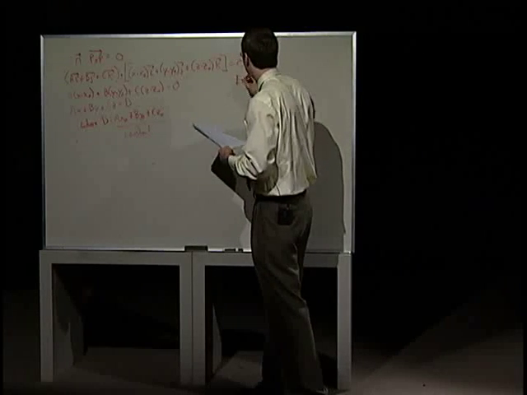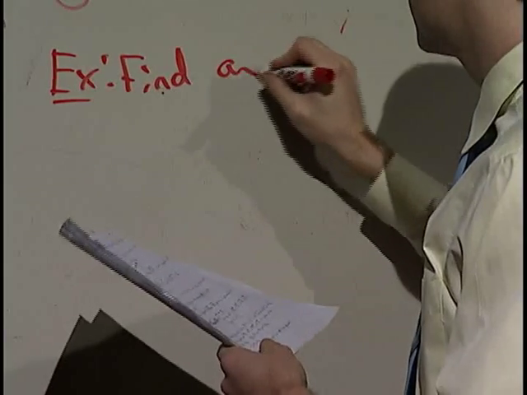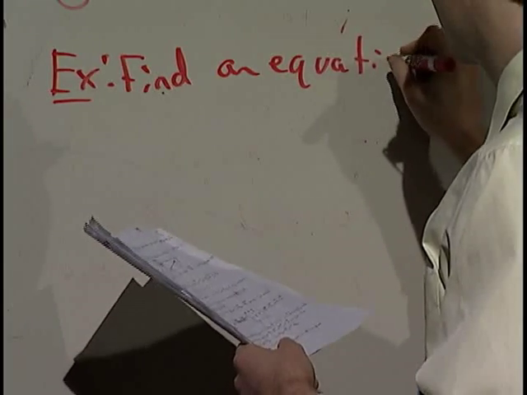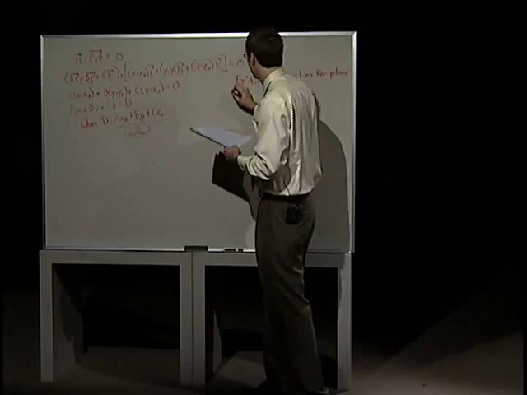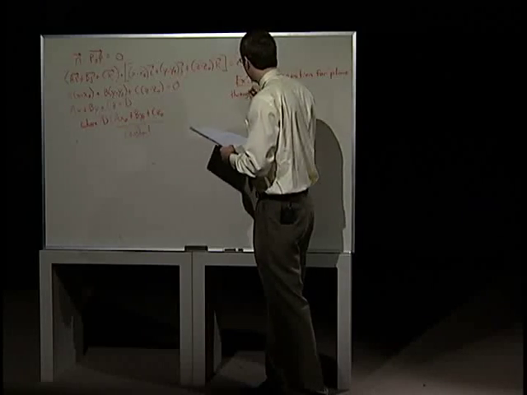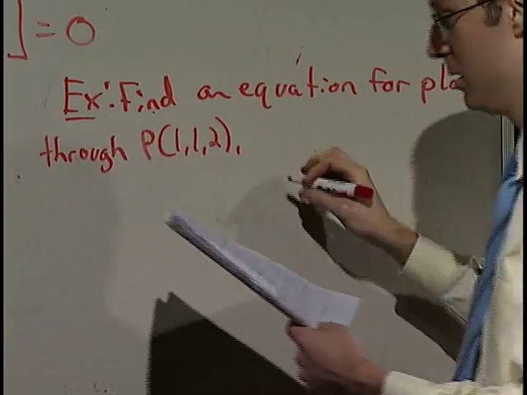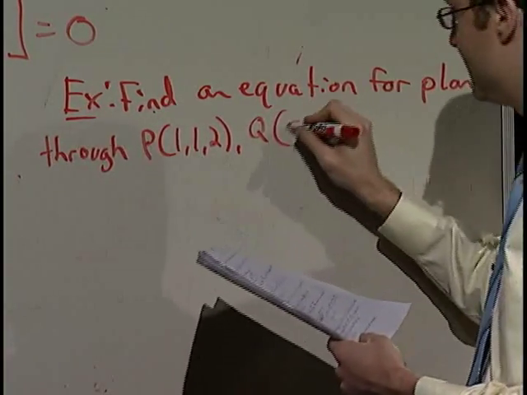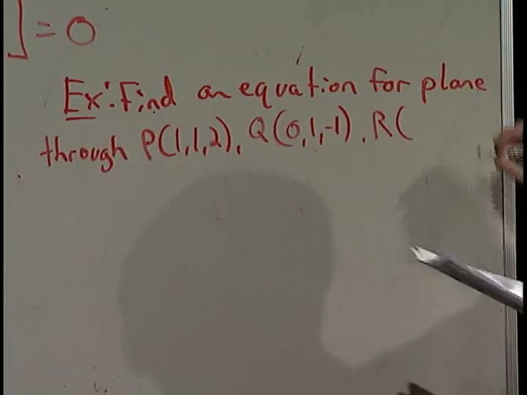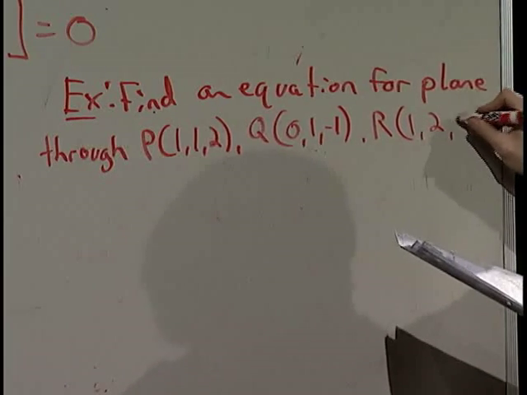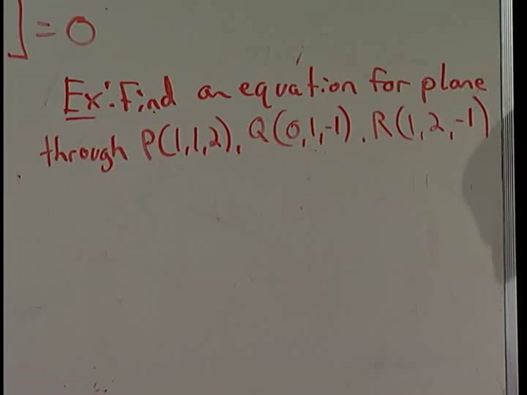Let's do an example. In fact, we'll use a 3-point example here. So find an equation for the plane through the following 3 points. P is going to be 1, 1, 2. We'll let Q be 0, 1, negative 1. And R will be 1, 2, negative 1 as such. There's our 3 points. Want the equation through that plane.